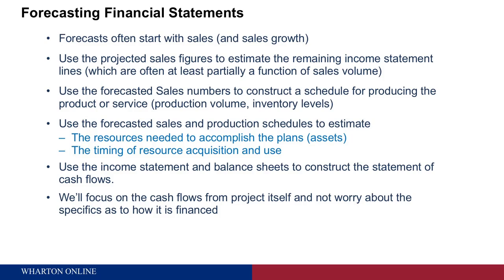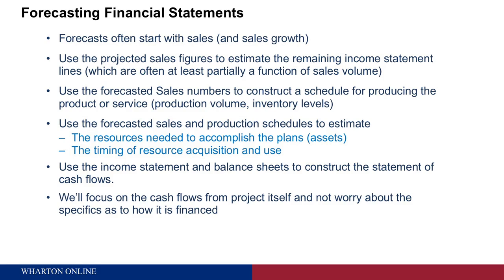In forecasting out future financial statements, in the time series, we usually start with trying to forecast out sales or sales growth. We're then going to take the projected sales figures to try to estimate the remaining income statement lines. These are often at least partially a function of the sales volume. We use the sales forecast to also construct a schedule for production. So when do we need to produce the product or the service? What are going to be the production volumes? What are going to be the inventory levels?